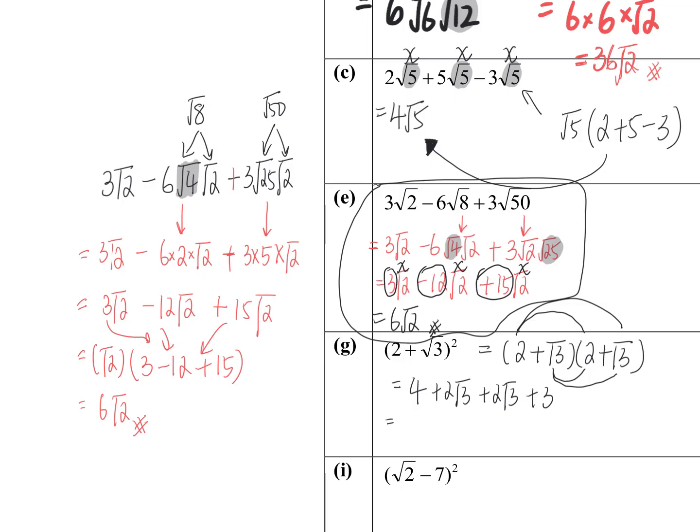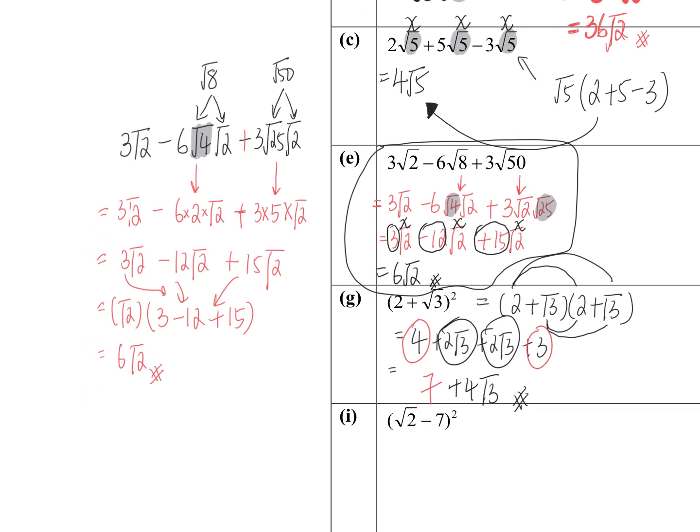Okay, this one if I expand normally and I simplify, 4 plus 3 is 7. And then 2 root 3 plus 2 root 3 is 4 root 3. Done. Cannot do any further. So you just simplify it to the simplest form. Cannot divide further, then you just leave the answer alone. All these answers are considered exact because you don't have to do any rounding off.